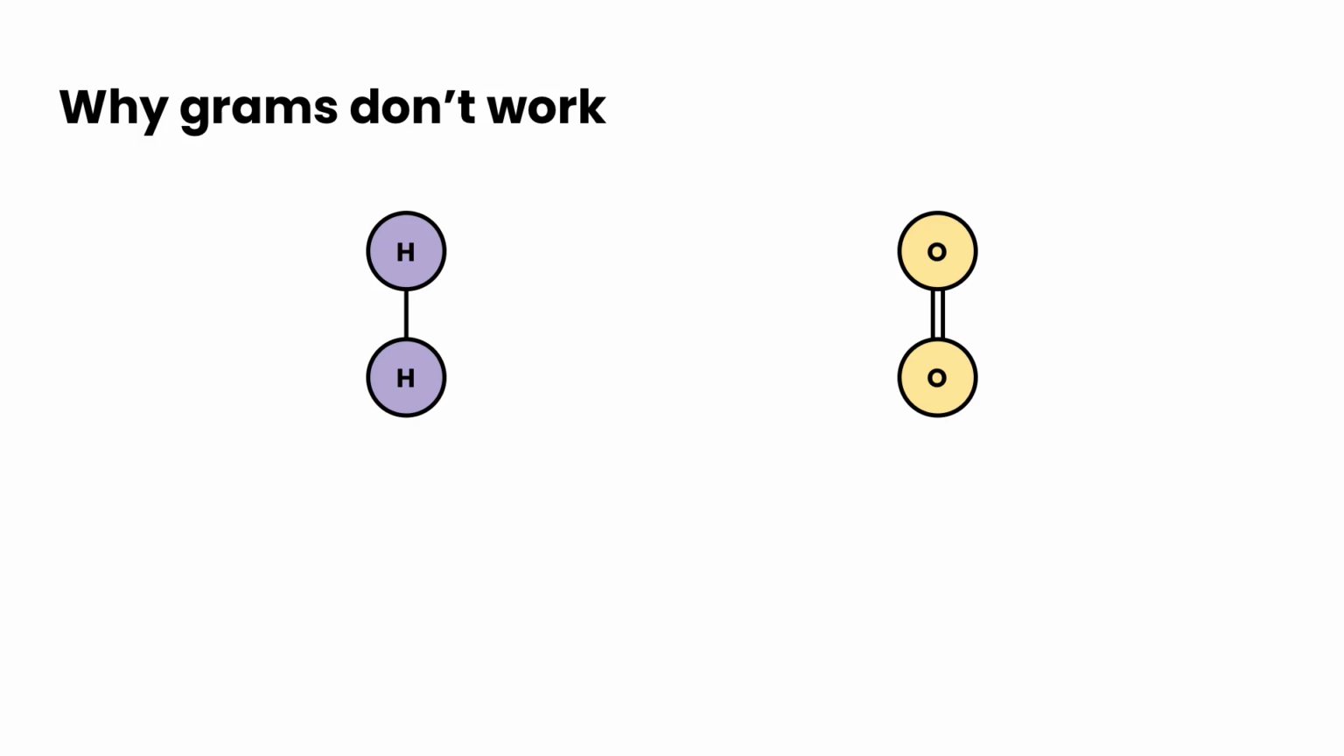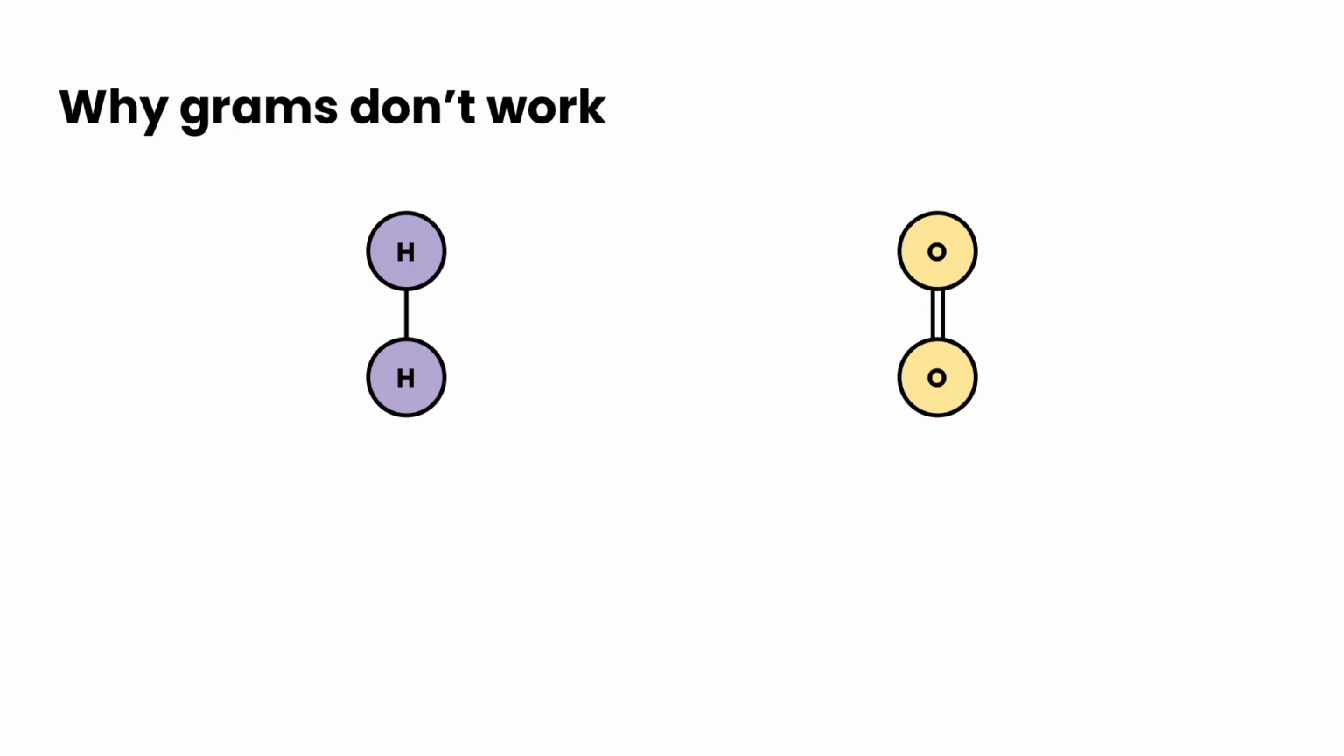This video explains why every stoichiometry problem goes through moles even when the question gives you grams. So, a really common question that students often ask is why can't we just use grams in stoichiometry? Well, grams don't work in stoichiometry because the mass of a substance depends on what the substance is.